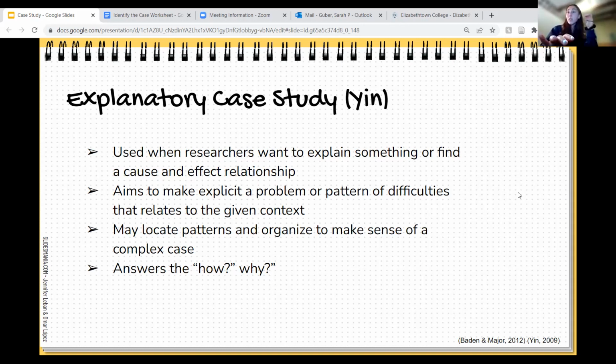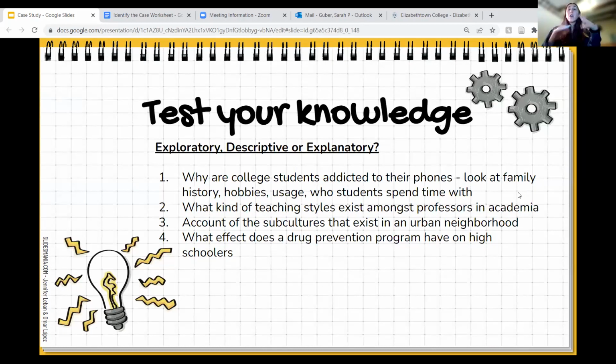So the next step with Yin, once you just decide if you're doing exploratory, descriptive, or explanatory, next, just kidding, surprise, we're going to test your knowledge. Okay, so I'm going to read these questions. Feel free to pause and write your response, and then at the end, I will share the answers, but don't lose that thought. We will soon return to Yin's second step.